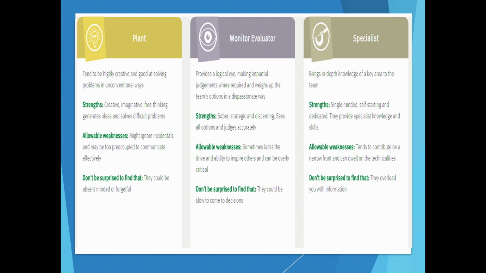The weakness is that they tend to contribute on a narrow front and can dwell on the technicalities because they want every single detail of this to be right. Don't be surprised to find they overload you with information. So they will want to give you all of the details because they're very passionate about what it is that they do. They've got in-depth knowledge and they really want you to understand fully.